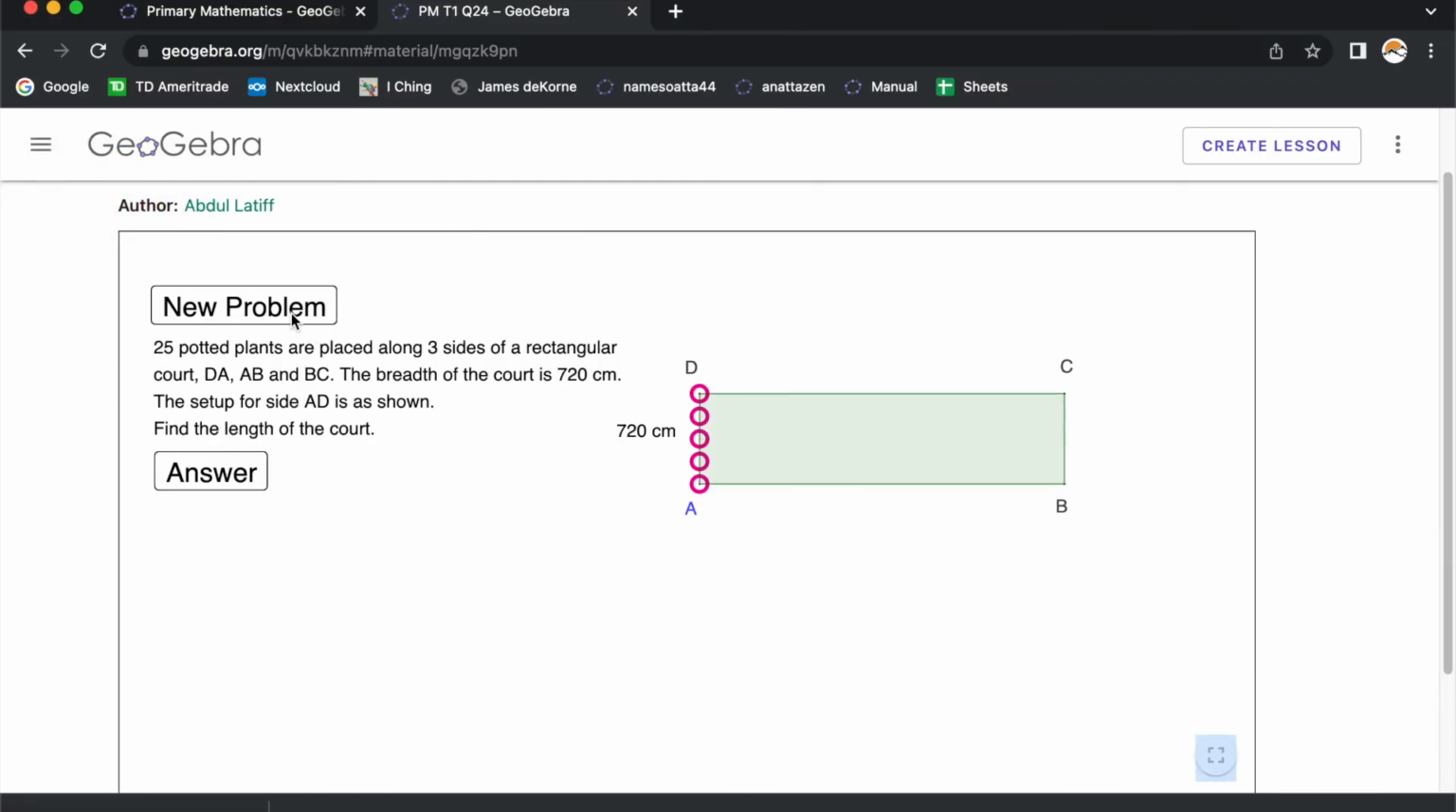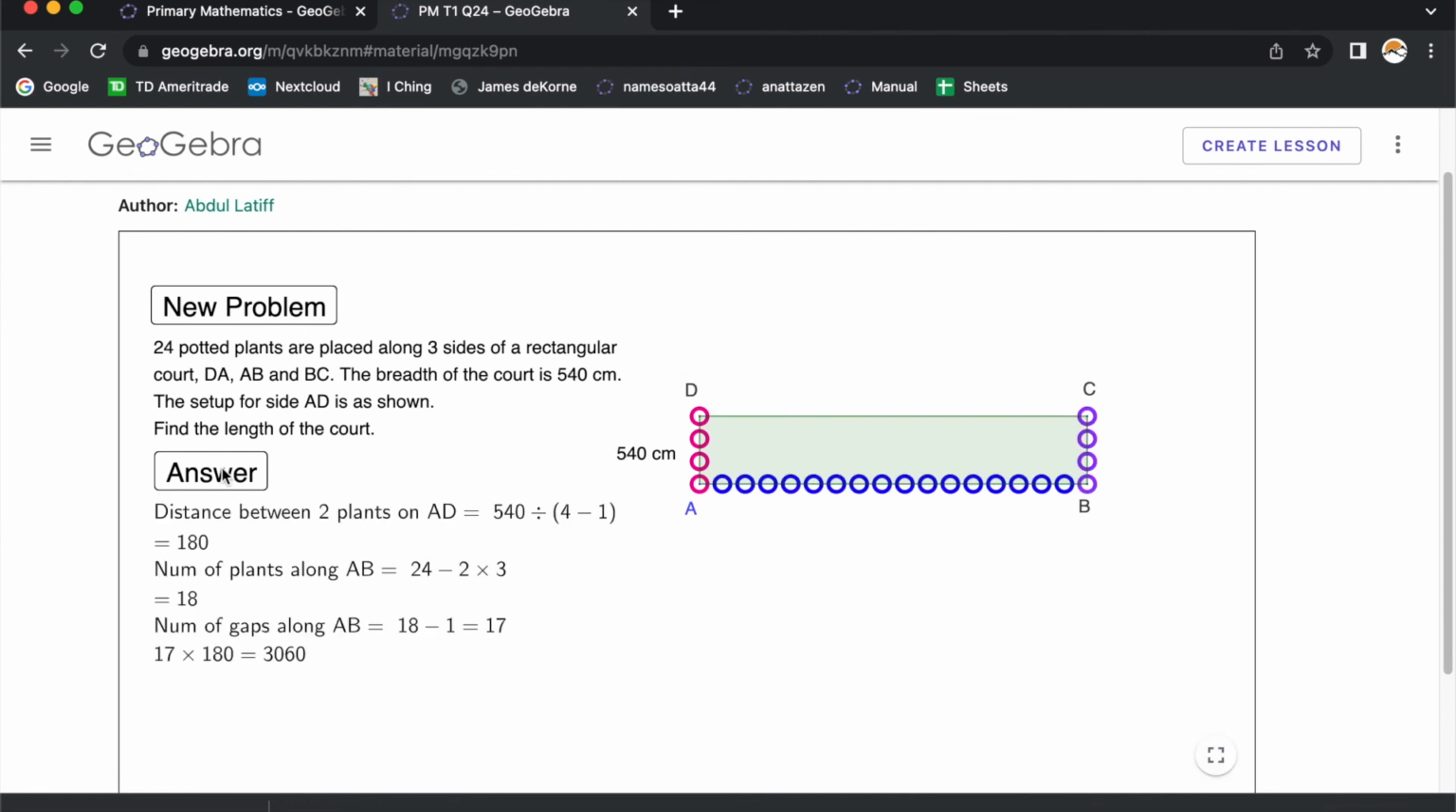So for your practice, go to the link that is given below. Alright, try out the problem using different set of numbers. Then you can check your answer by clicking on this.